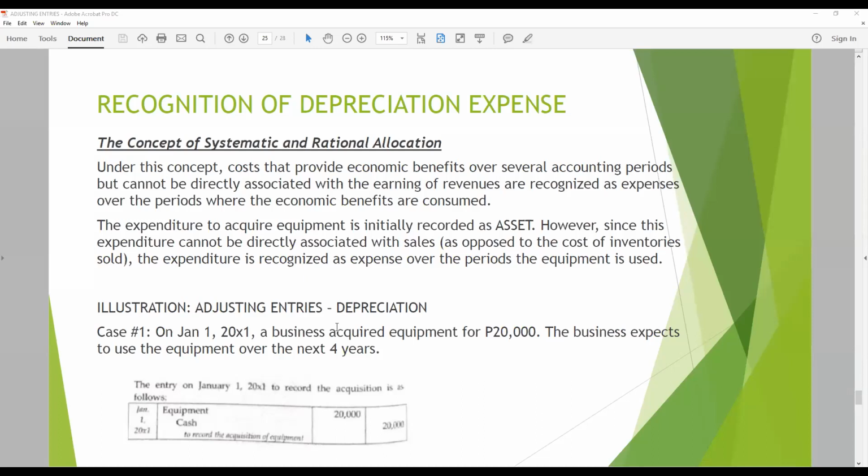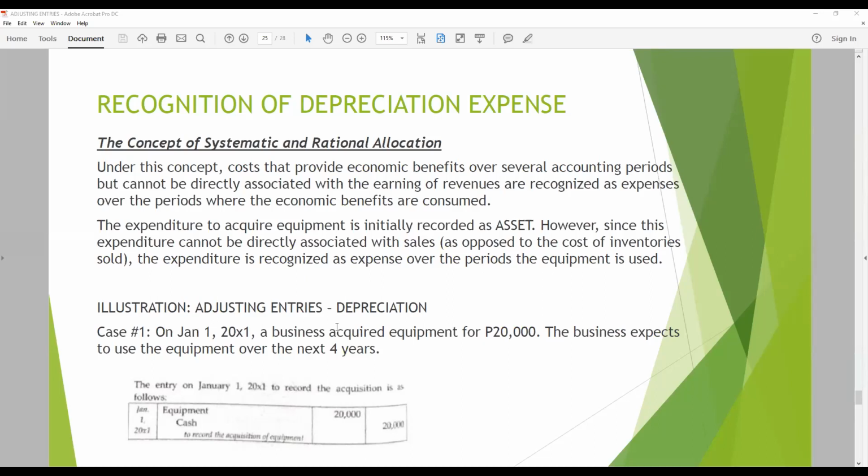The expenditure to acquire equipment is initially recorded as asset. However, since this expenditure cannot be directly associated with sales as opposed to the cost of inventory sold, the expenditure is recognized as expense over the periods the equipment is used. For example, ng mga nagde-depreciate is building. So, not directly associated with any revenue kasi administrative usage siya. So, ginagamit nyo yung building nyo for your overall business. So, unti-unti nyong i-depreciate yung cost ng building na yon.